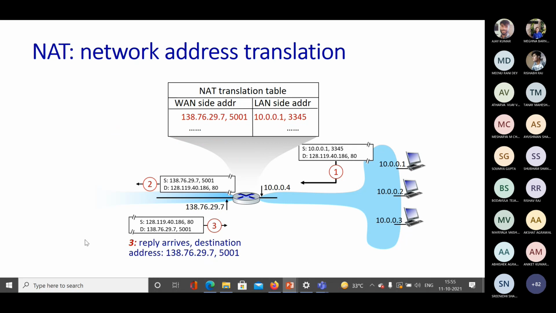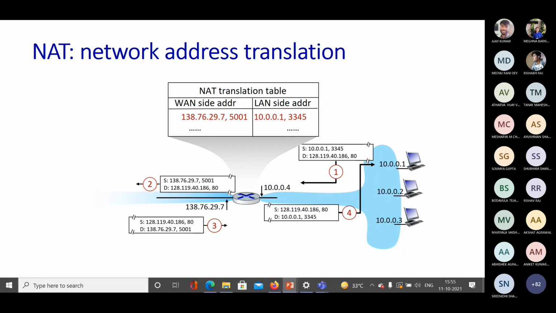Now similarly, if some data arrives from the outside internet, of course the source is, suppose, 128.119.40.186, same as the destination in the previous example. And then of course the destination address will be just this interface's address, 138.76.29.7. Once this information arrives here, the NAT translation table will be searched to find out the corresponding local host's address whose reply has come back.